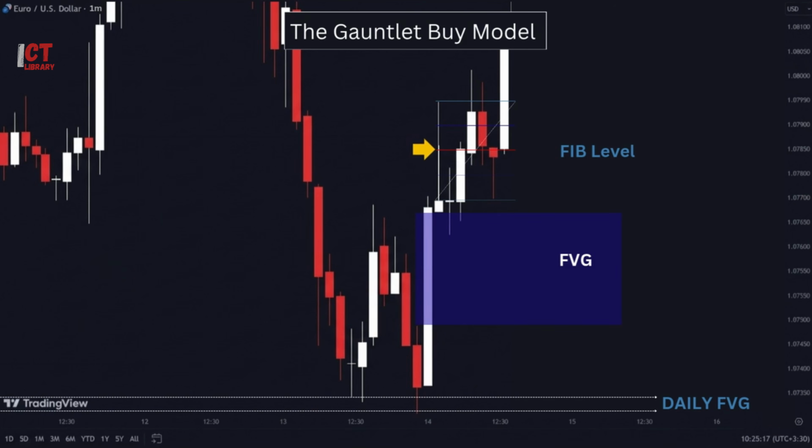And we are going to take the levels of the high, which is the upper quadrant, consequent encroachment, lower quadrant, and the low, which is the close of the candlestick right there. And we are going to project them forward. So if you take those levels and project them forward, you can see those specific levels here.